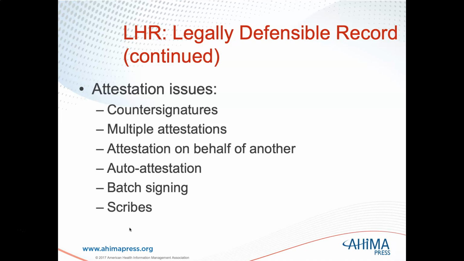Attestation issues. Sometimes you can get countersignatures, multiple attestations. You can have attestation on behalf of another. You can have auto attestation, batch signing, and scribes. And so these are issues that have to be worked out on an organizational level as to how this is going to be handled and what you're going to do to educate on it and prevent it or use it in very limited circumstances.